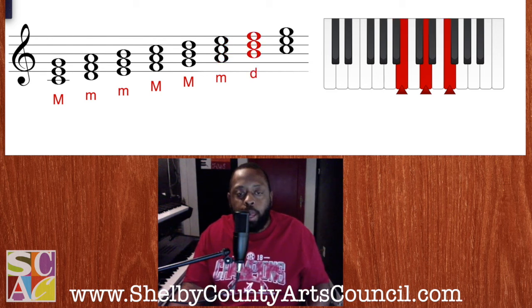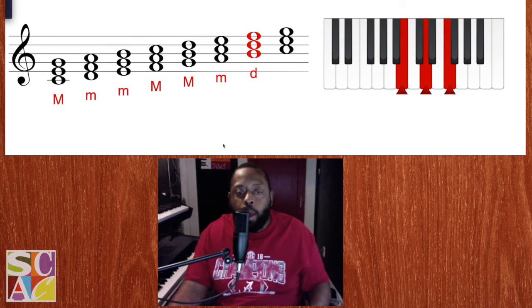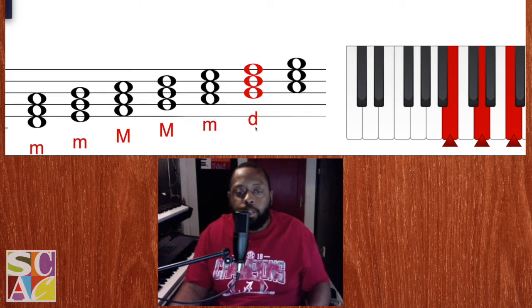The next triad is called a B diminished triad. Now, I know I have not gotten into this, so let me explain briefly. The d means diminished, and it's lowercase. So anytime you see the letter d and it's lowercase, that means that it is diminished. Now, let's analyze this chord or triad.